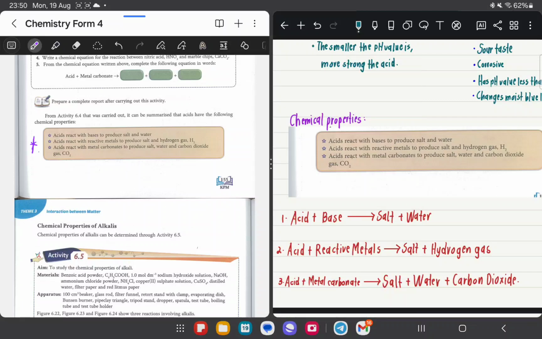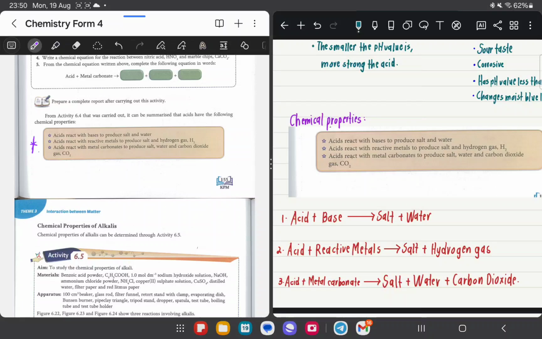First, acid reacts with base to produce salt and water. Okay, why is it like that? Even I also don't know. That is the general rule. If you mix any acid with a base, it will produce salt and water as the product. Okay, itu kalau you campur dengan base.